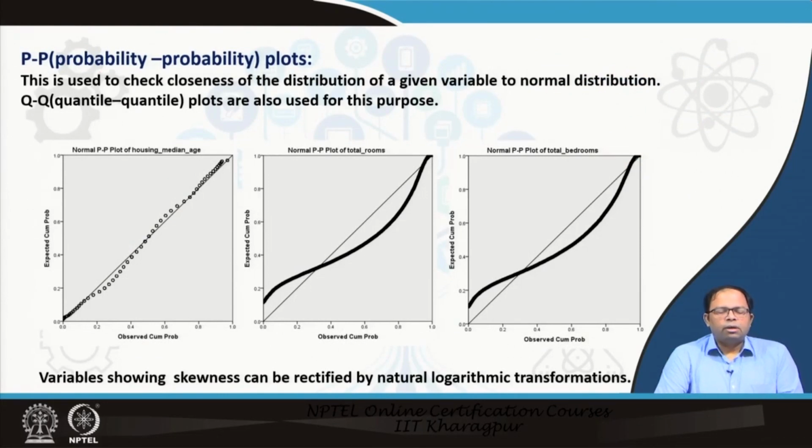This is the PP plot that we talked about. It is used to check the closeness of the distribution of a given variable to the normal distribution. QQ plots also could have been done. We see that the nearer the data is to this diagonal line, the better. The farther away, the bigger the problem. So, this is what we need to check. For some of the variables which show skewness, like we discussed, we can take a natural logarithmic transformation, and then they may match this diagonal line. That is how we can also use variables which are not normal in our regression equation.